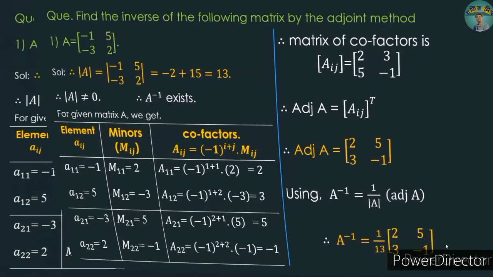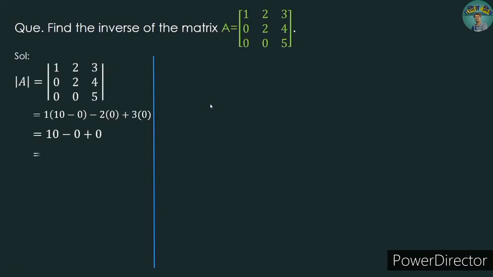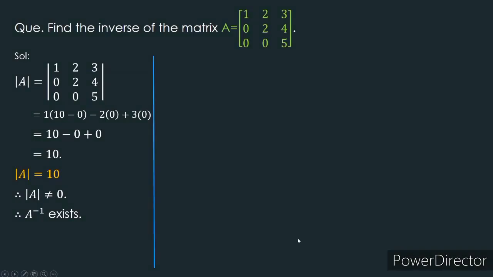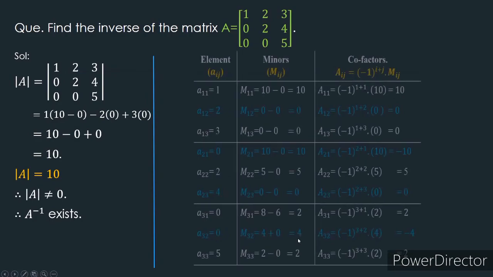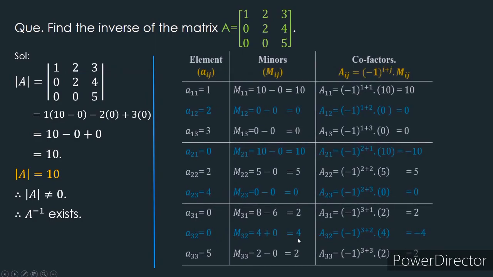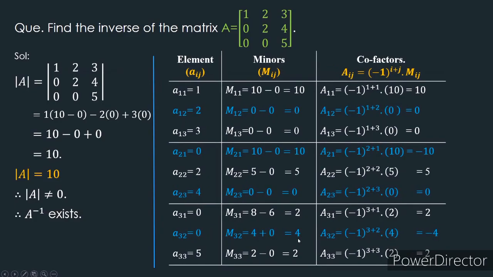Let us try one more example of order 3. Initially, we are going to find out its determinant. Also, we will check whether it is non-zero or not. Determinant A is 10. It means it is non-zero and therefore A inverse exists. Now, we are going to find out all the cofactors for the 3 by 3 matrix. As I discussed earlier, you can find out all the minors, and with the help of these minors, you can find out all the respective cofactors.